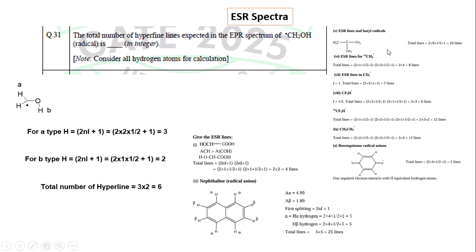Similarly, different types of organic problems are given here, where different hyperfine line spectra have been calculated. Suppose in the case of the naphthalene system, there are two types of protons, the alpha proton and the beta proton. If we calculate the splitting for the alpha proton and the beta proton, for the alpha proton the number of lines equals 5, and for the beta proton the number of lines equals 5. If we multiply, we get 25 hyperfine lines in the ESR spectrum.